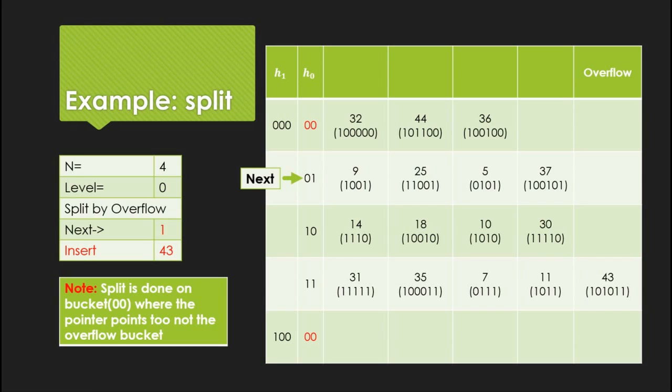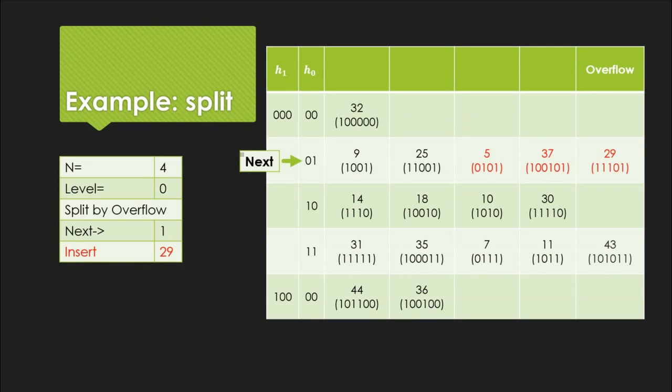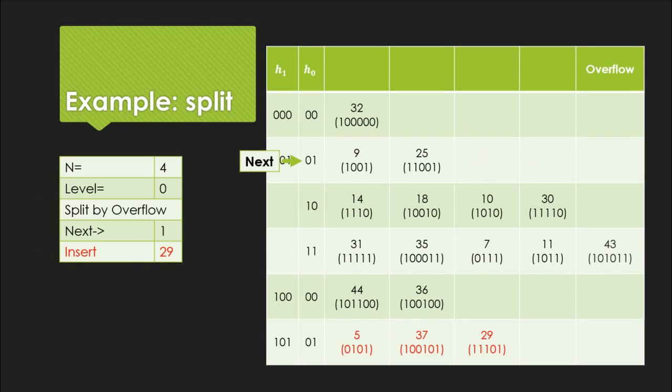We'll now demonstrate how splitting is done. Notice we do the split on the bucket where next is pointing to, not necessarily the bucket where the overflow has happened. So we split the first bucket and increment the next pointer to the next bucket in the cycle. The next step that we need to do is to relocate each entry in the split bucket by recalculating its H1 key, and we now need to look at the last 3 bits to locate its bucket. Similarly, we insert 29. This will again trigger a split, so we need to relocate all the entries in the bucket and increment next to the next bucket.